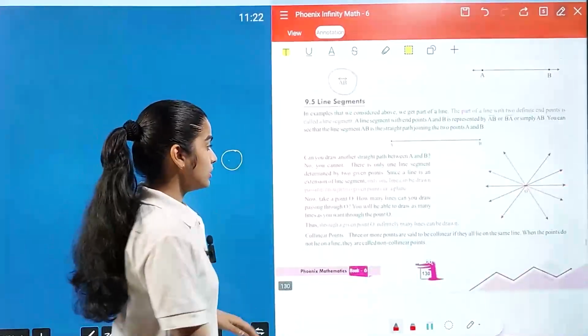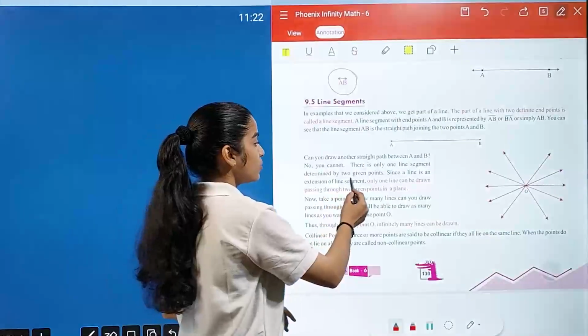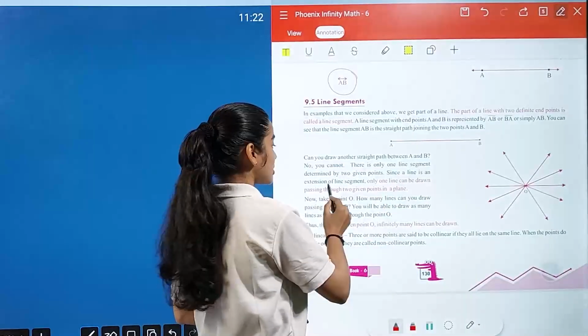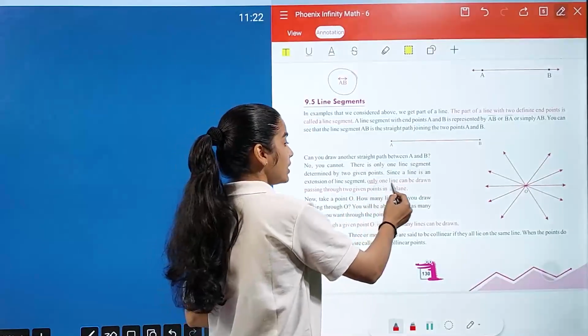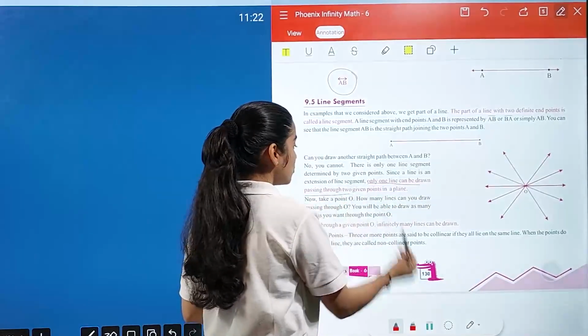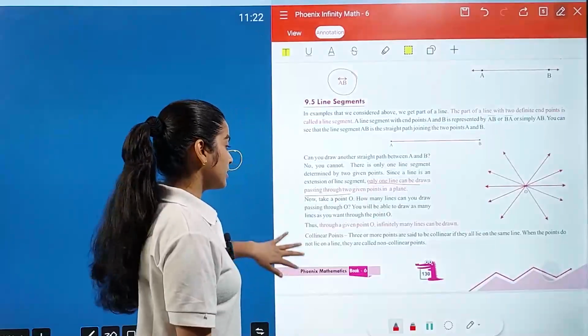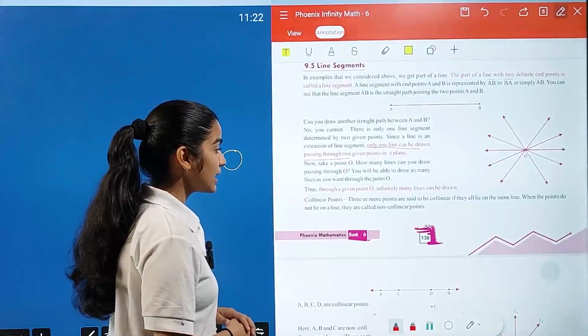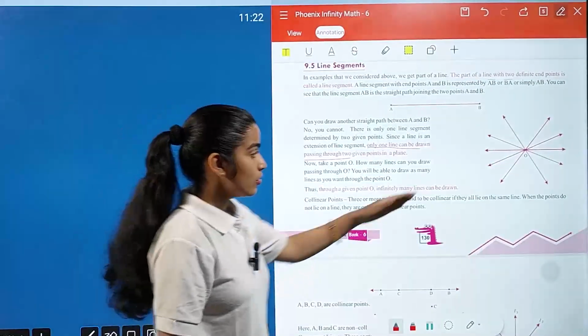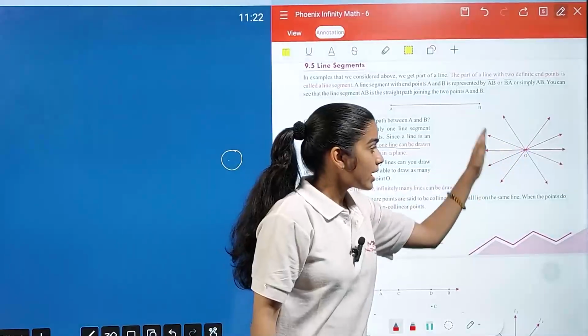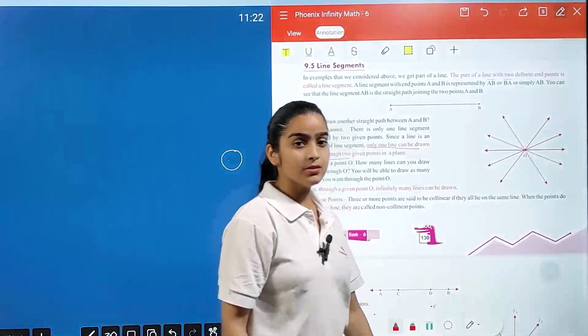There is only one line segment determined by two given points. Since a line is an extension of a line segment, only one line can be drawn passing through two given points in a plane. Thus, through a given point O, infinitely many lines can be drawn. So through a point O, we can make indefinitely many lines.